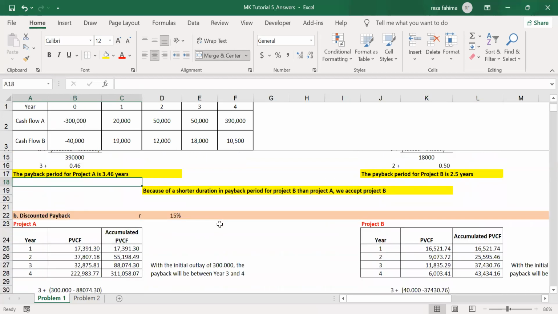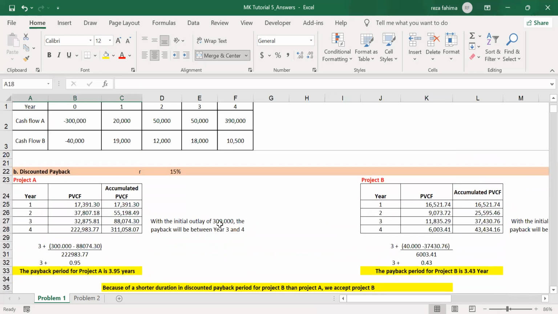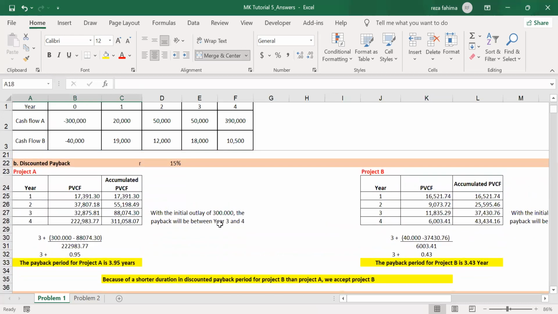Okay, and then the next one is the discounted payback period. Actually, the technique is the same as the payback period, but in the discounted payback period, you're not using just your cash flow, but the present value of cash flows. So the first thing, you have to list the year again, and then you calculate the present value of cash flow for each year.